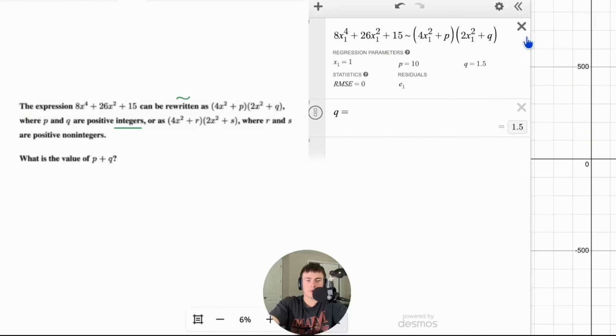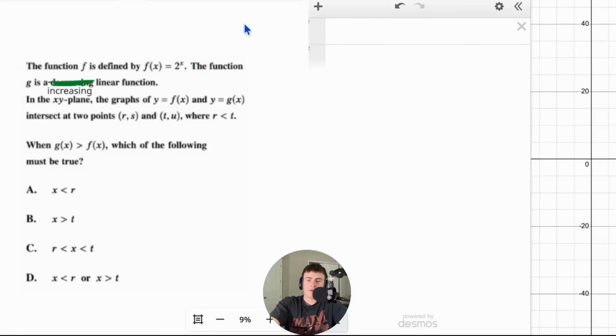It's so, so important. Now this one says the function f is defined by this equation. The function g is an increasing linear function. In the xy plane, the graphs of f of x and g of x intersect at 2 points where r is less than t. When g of x is bigger than f of x, which of the following must be true?